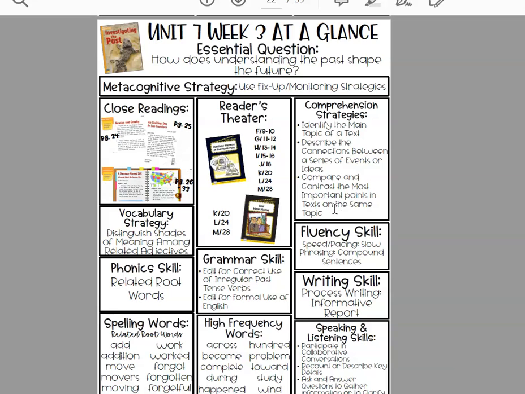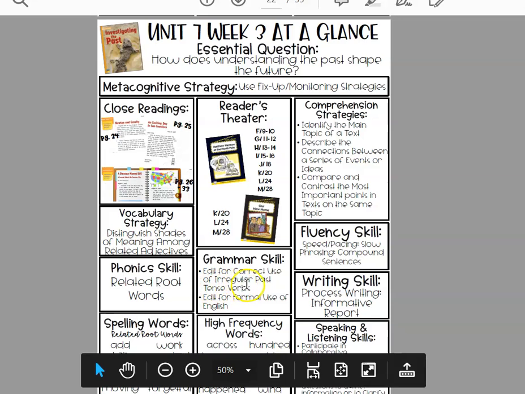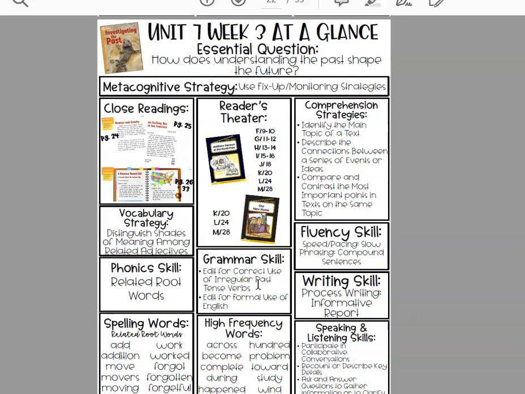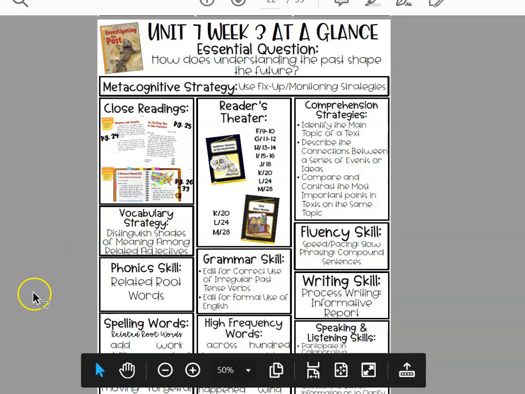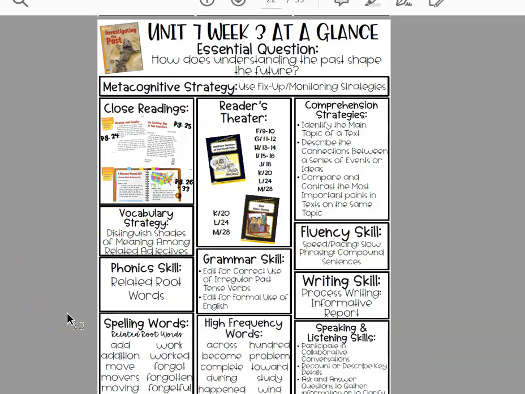Okay, our grammar this week is irregular past tense verbs. So things like I run or I ran. So those are considered irregular past tense verbs, and we're going to have more activities on those this week. So we have our high frequency words and we have our spelling words. Add, work, addition, worked, move, forgot, movers, forgotten, moving, forgetful. All right, let's move forward.